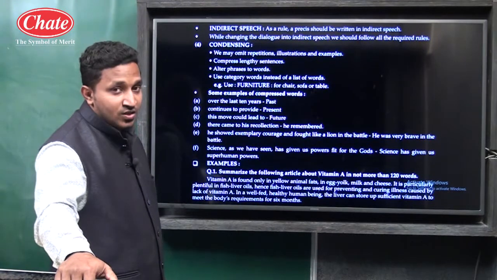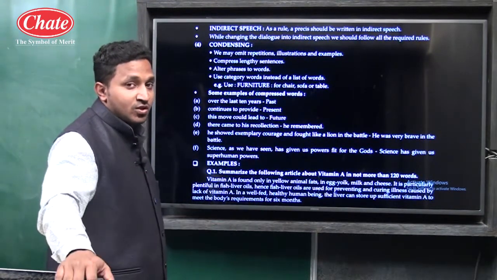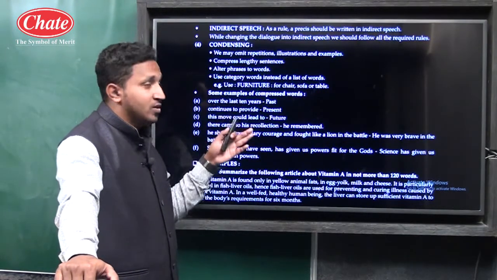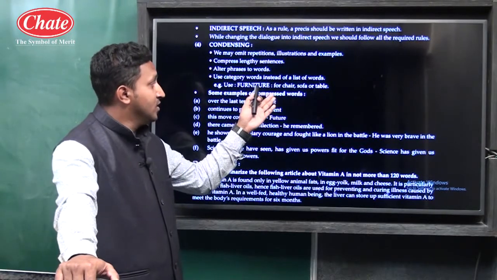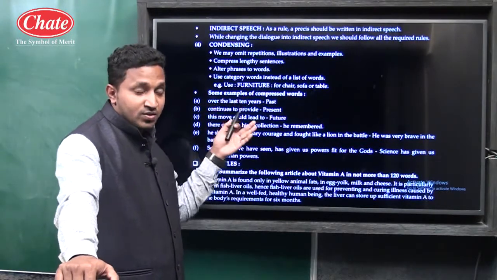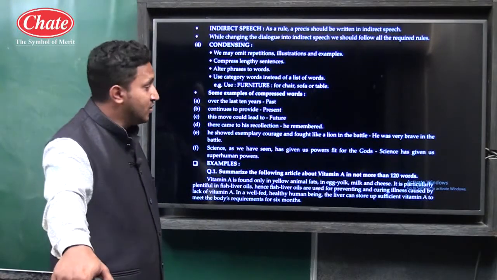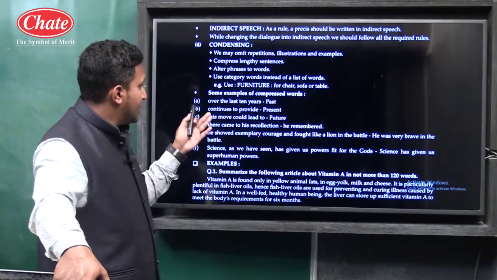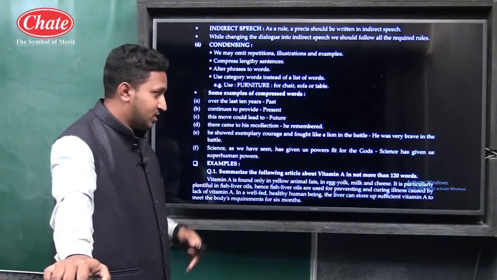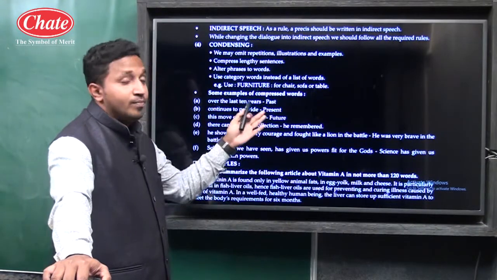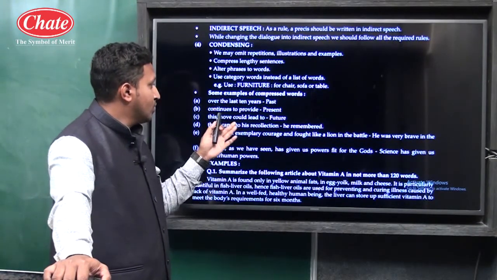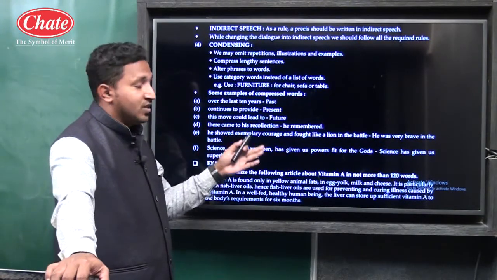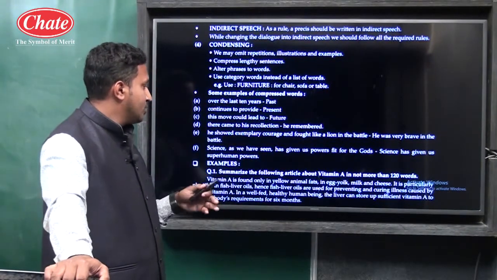Alter phrases to words. If there are many phrases, they can be changed into small words. Use category words instead of a list of words. For example, we can use furniture instead of writing chair, sofa and table. Some examples of compressed words: over the last 10 years, we can write past; continues to provide, present; this move could lead to, future; there came to be recollection, he remembered. Such types of words should be written.